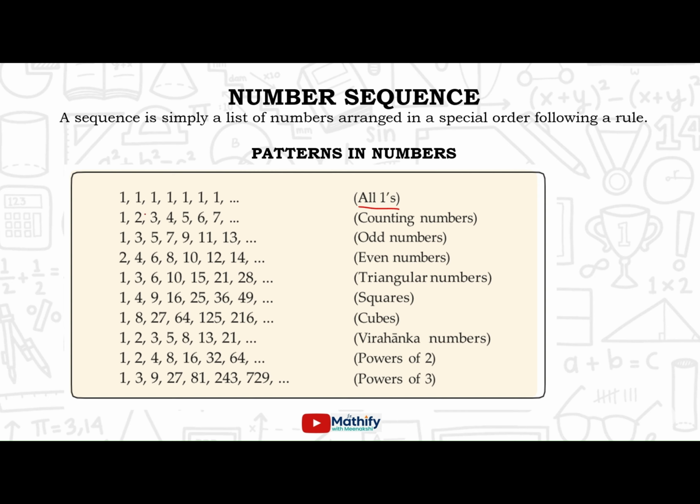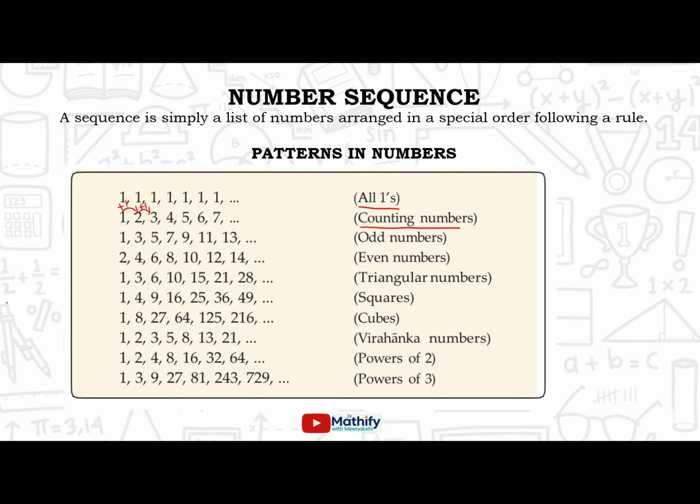Second, 1 2 3 4 5 6 7. So what is this sequence? You know that we are adding 1 every time. Yes. So this sequence is simply counting numbers because we are starting with 1 and we are adding 1 to get the next number. You can say natural numbers or you can say counting numbers.